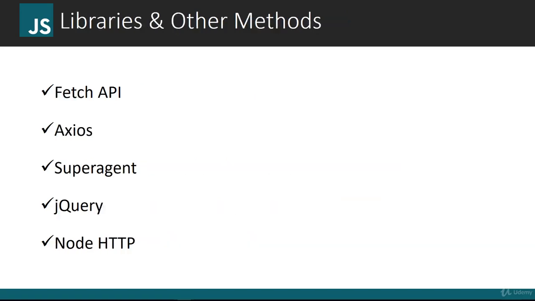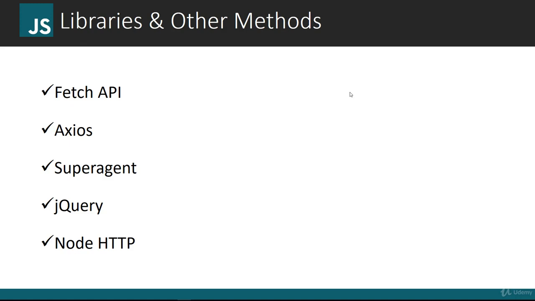Now, there are other libraries and methods to use to make HTTP requests, and the Fetch API is one of them. That's actually part of the browser. That's part of core JavaScript, so we are going to get into the Fetch API. But then you have external libraries that you can use, like Axios, SuperAgent, of course jQuery, which is a DOM manipulation library, and Node HTTP if you're dealing with Node.js. It's up to you how you want to make your requests. Fetch is what I would suggest, because it's part of vanilla JavaScript, and it's a really nice API.